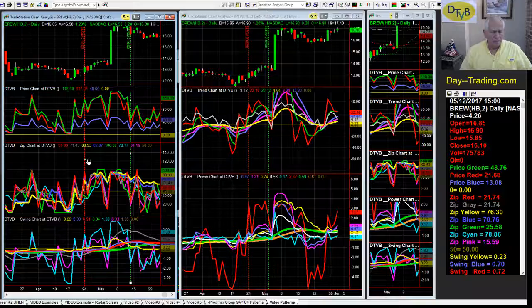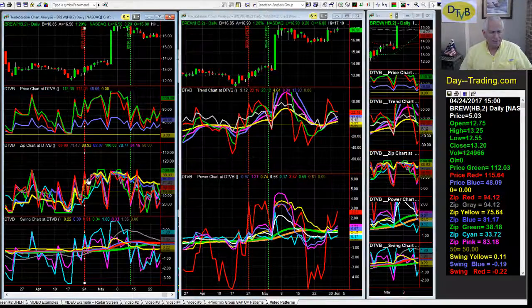On the red vertical line, we have a red peak, which the normal definition is zip red above the 50, zip yellow underneath the 50. In this case, you can see zip yellow is at 75 and zip red is at 94 if you look over here in the data window. They're obviously reversal patterns. The next day it goes down.